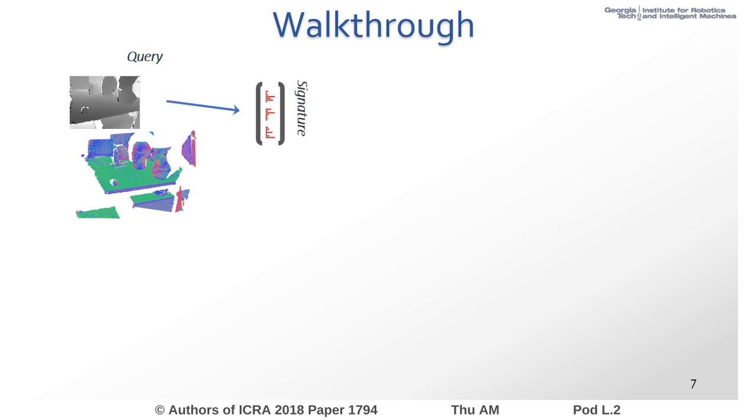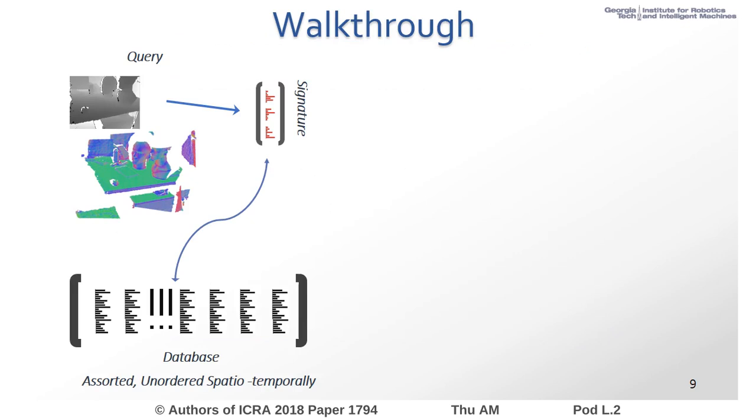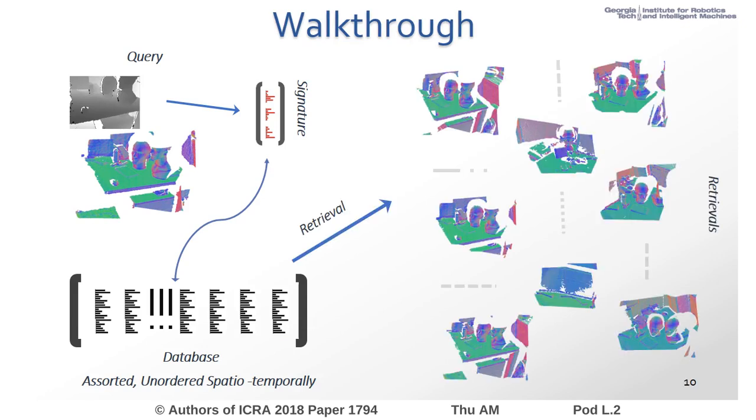Given a query 3D point set, we derive a discriminative and robust signature for it. This is done by capturing geometry at macro scales, derived in a completely viewpoint-invariant fashion over patch neighborhoods. The geometric signature can then be used for retrieval from an unordered database or a repository of assorted signatures.